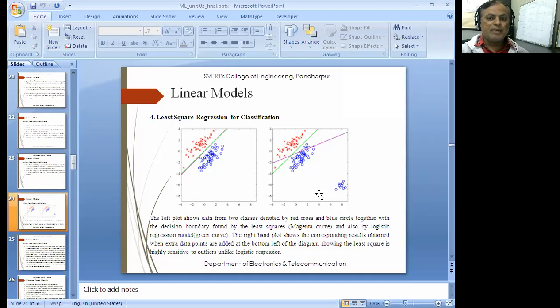Outliers means the points which should not belong to that data set, which do not have the same features as that data set. Some data which does not belong to that particular group are nothing but the outliers. So we can see that the least square regression methods are very much sensitive to the outliers.